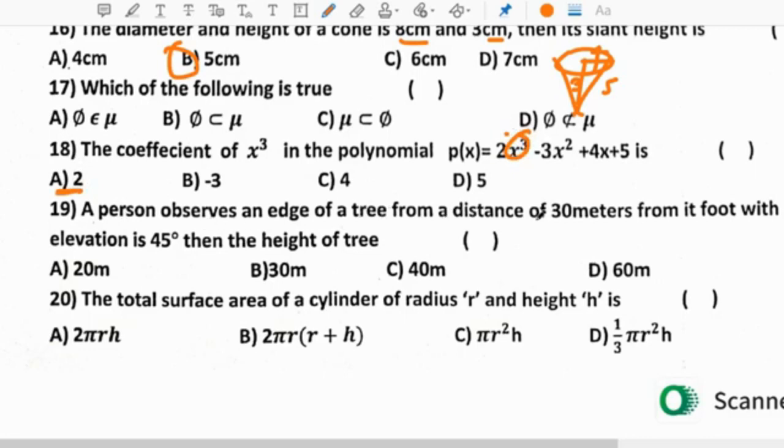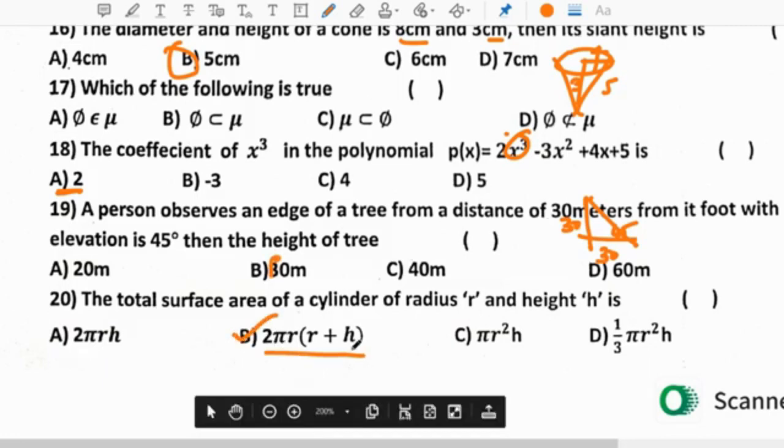A person observes the top of a tree from a distance of 30 meters from its foot, making an angle of elevation of 45 degrees. Then the height of the tree is. So the height of the tree: here 30, here also 30. Correct option is B. The total surface area of a cylinder, the total surface area formula is 2 pi r into r plus h.